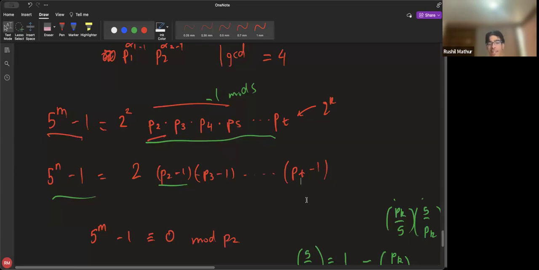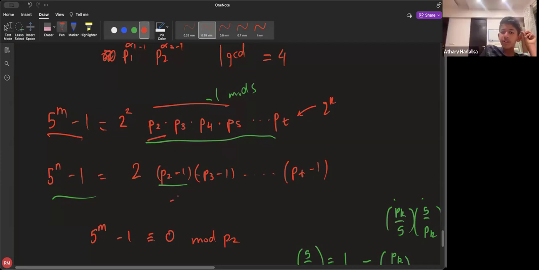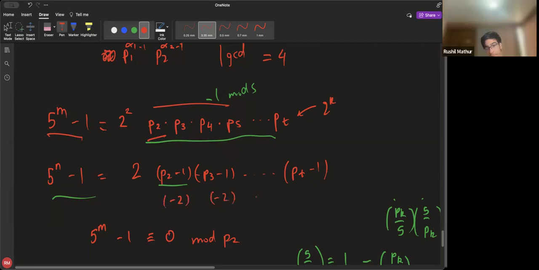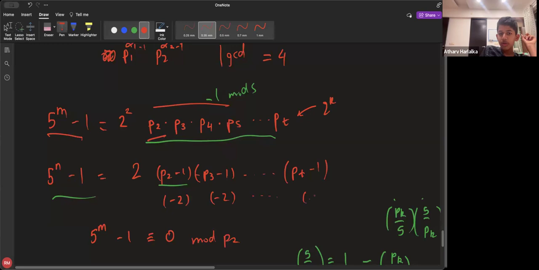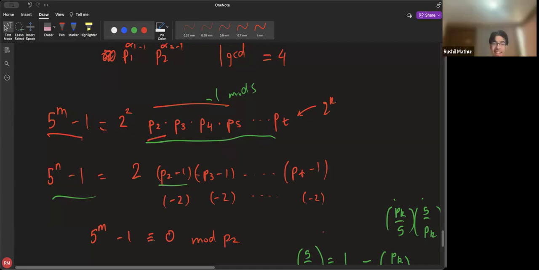So what we have got is that each of these primes is minus 1 mod 5. Would there be an even number of those primes, since the LHS is minus 1 and the RHS is minus 1 times a bunch of minus 1s? Exactly.